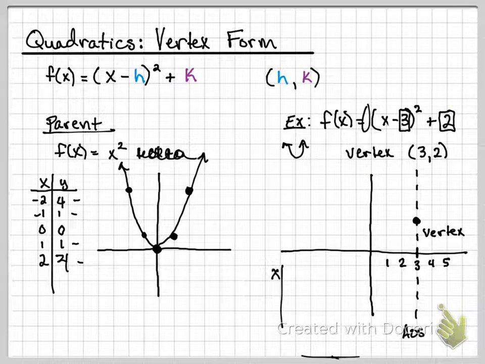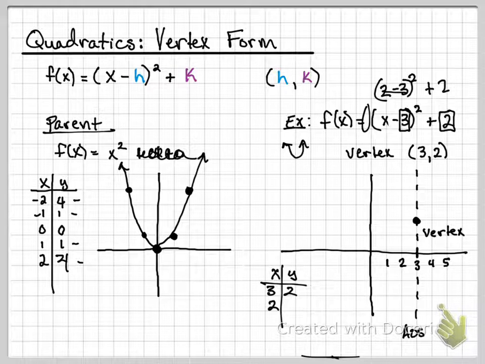Let's check that. So here's my XY chart. We know the point 3 is going to give us 2 when we plug it in. If I plug in, let's say, the point 2 into our basic function, I've got (2 minus 3) squared plus 2. Well, 2 minus 3 gives you -1. -1 squared gives you +1, plus 2. So that's going to give me 3. So at 2, we're going up to 3. And right off the bat, I know that 4 has to match because they're symmetrical points to each other.